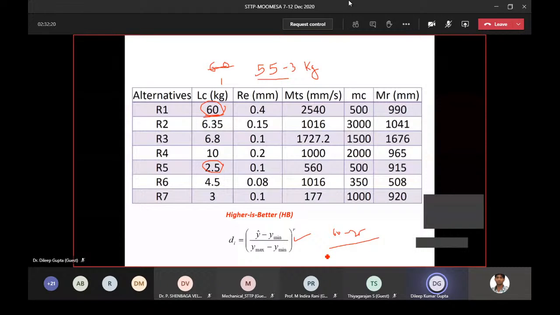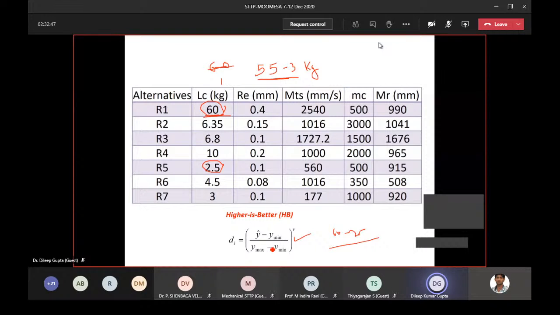Hello. If we have a constraint that we can go with a target value of 55 to 3 kg in the range, right? Here, if nothing is mentioned, you can use 60 simply as the maximum. Maximum is better, and r is equal to 1. You will use this equation, and you will always get the value of 1.